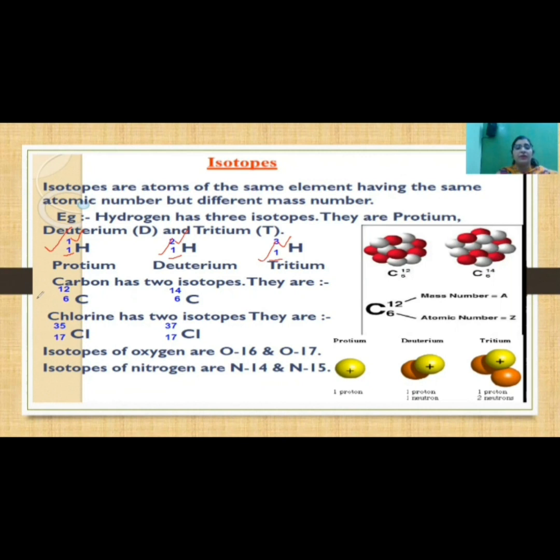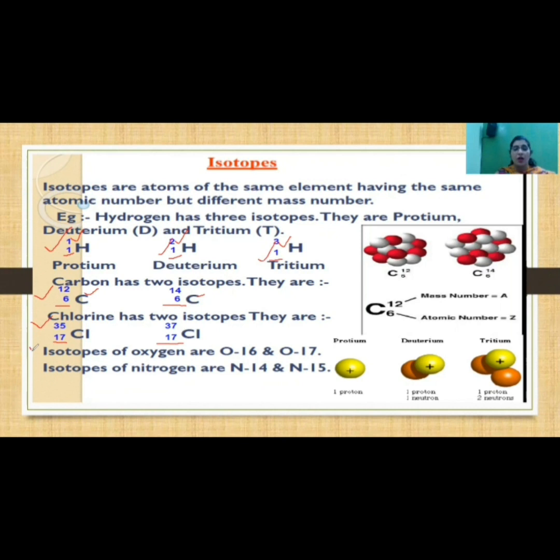Another example, we will take carbon. There are 2 major isotopes of carbon, that is carbon 12 and carbon 14. Both have the same atomic number, that is 6, but different atomic masses, that is 12 and 14. The third example we will take is chlorine. Chlorine also has 2 isotopes, that is isotope 35 and isotope 37. Both chlorine atoms have the same atomic number 17, but the atomic masses are 35 and 37.